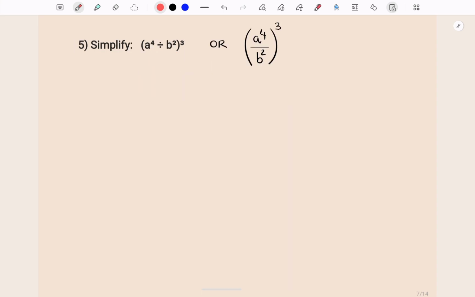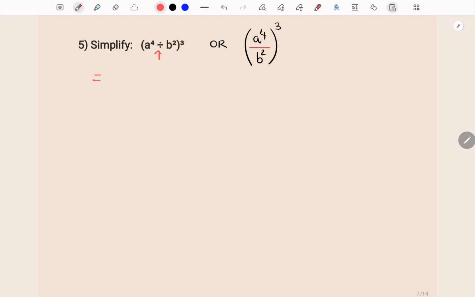Let's solve the fifth question. We have a raised to the power 4 over b squared all raised to the power 3. Look carefully, this question can be given in two different forms. Here, either you can write this division sign or you can replace it with this fraction. So be careful whenever these types of questions come in front of you. Be always prepared, because most of the time students get confused.